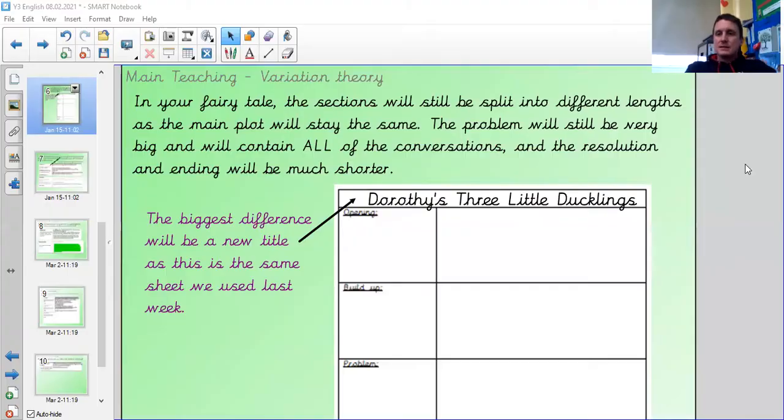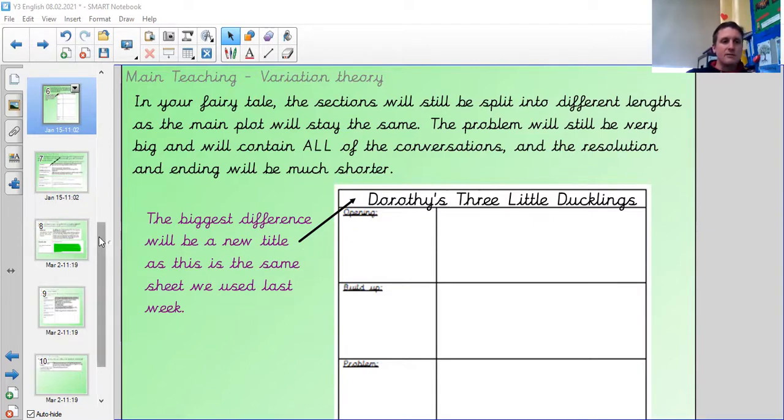So yesterday we started off, we invented our own story. So yesterday, not yesterday, I apologize. On Thursday, we invented our own story, changing the characters. Now, I don't know if you remember, I changed mine to 3 little ducklings and the evil fox. And the story was Dorothy's 3 little ducklings, because Dorothy was the mother.